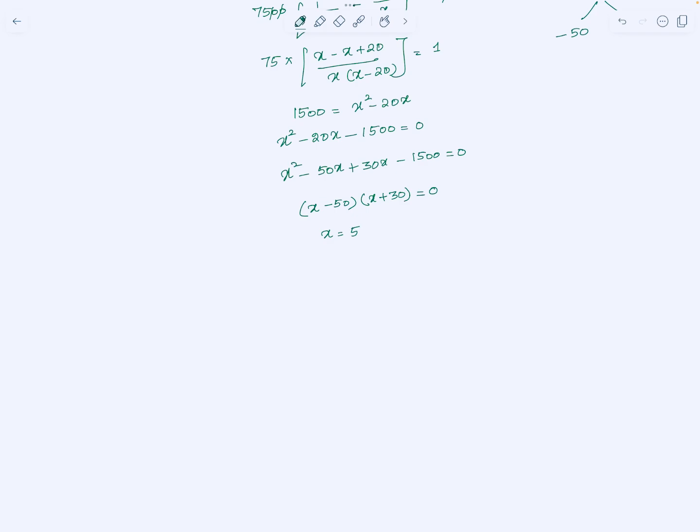The two values of x are 50 and minus 30. Minus 30 is invalid as x cannot be negative since x denotes the number of children. Therefore, x is equal to 50. That is, the original number of children is equal to 50.